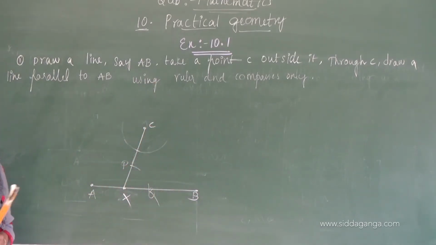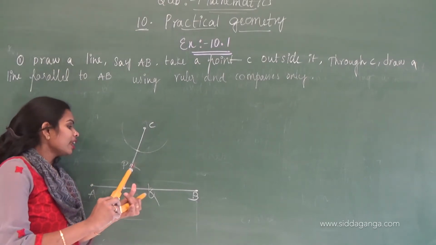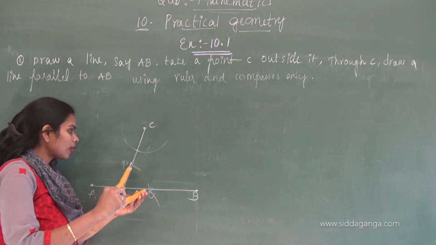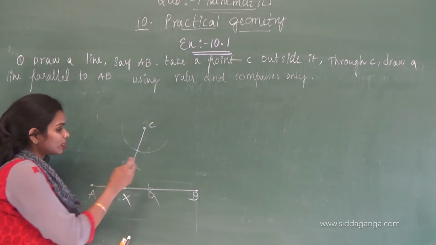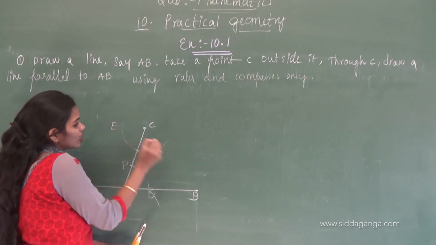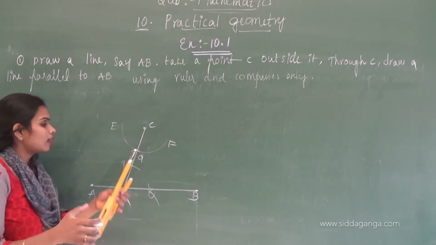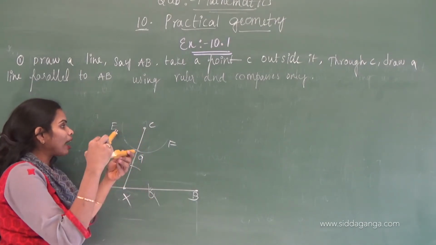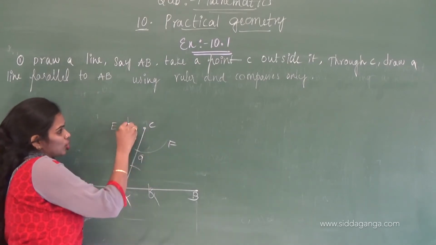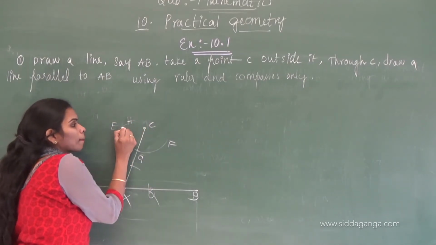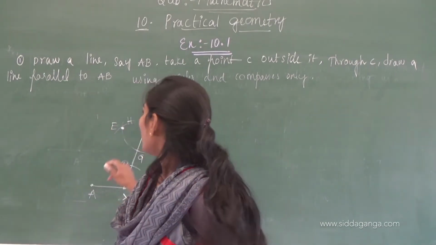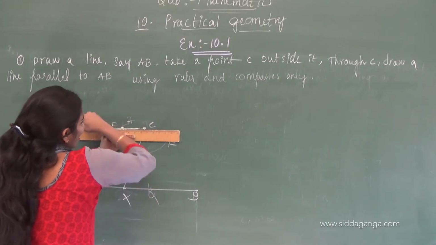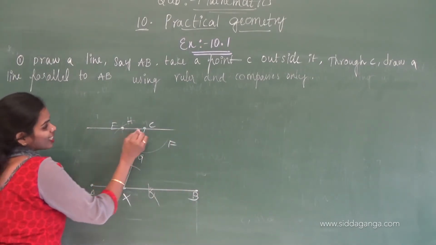After that, we have to measure the angle PXQ by using the divider, and then take the points of intersection and name them E, F, G. Then we have to measure PQ. Taking G as center, we have to cut EF at H. Then we have to join H and C. Now we will get a line segment which will be parallel to AB.